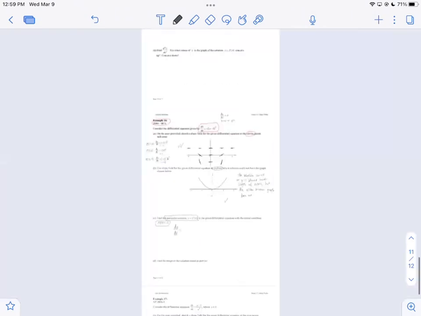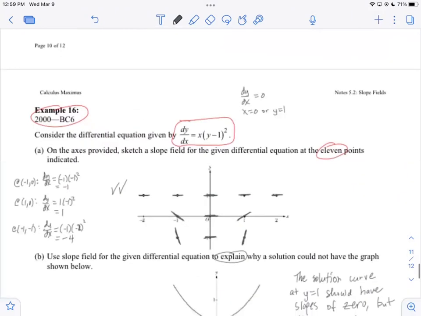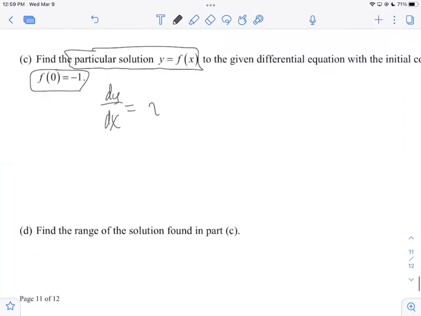dy/dx equals, and we'll just write it again, x times (y minus 1) squared. Okay, step 1, multiply both sides by dx. That's kind of like turning the key in the ignition, right? Or now it's pushing the button, dx. Did that do the trick? No. Now it's already factored, thank goodness, right?